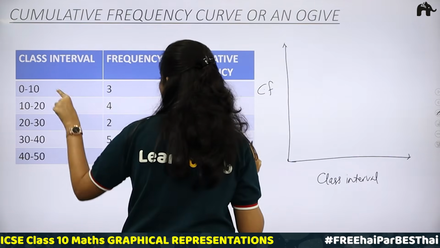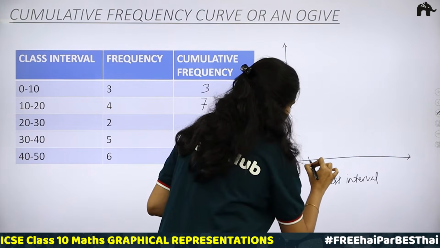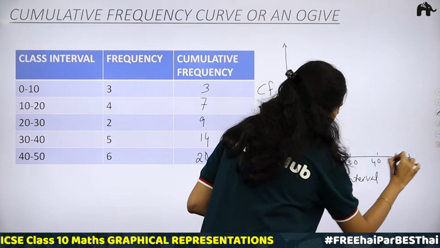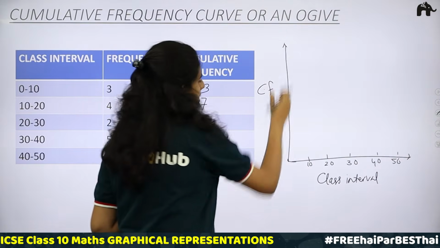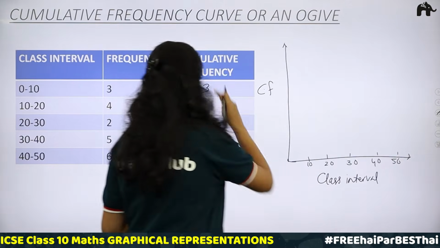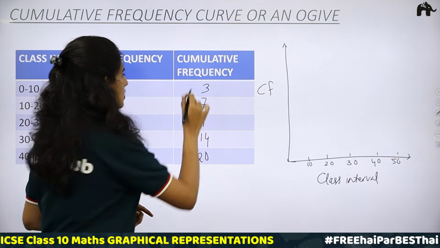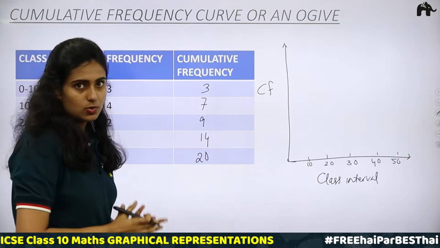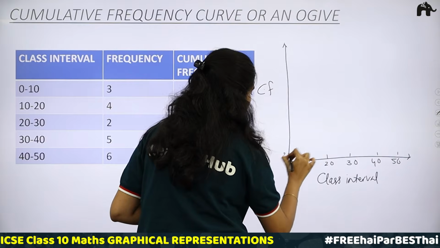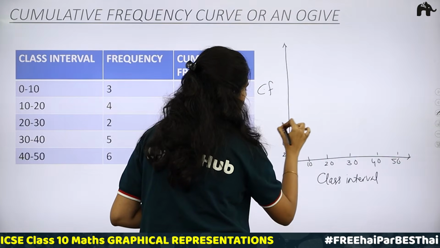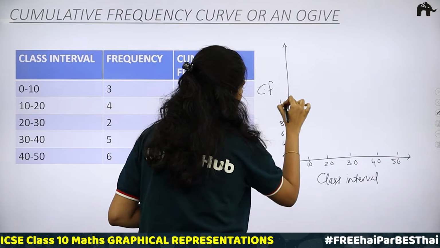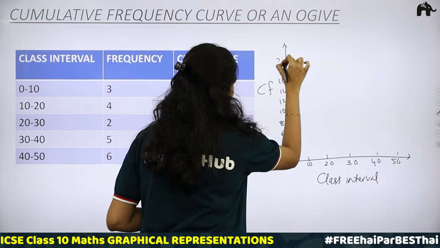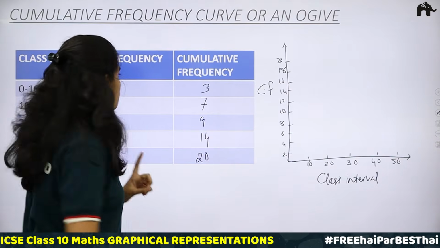Mark the points here: 10, 20, 30, 40, 50. Next, mark the cumulative frequencies. We know that cumulative frequency goes on increasing. So here we have 3, 7, 9, 14 and 20. We need values up to 20. So we will be taking 2, 4, 6, 8, 10, 12, 14, 16, 18 and 20.